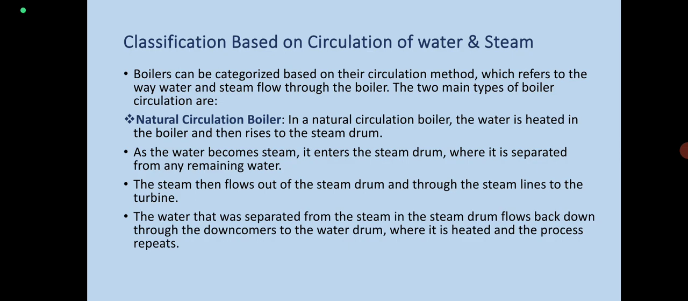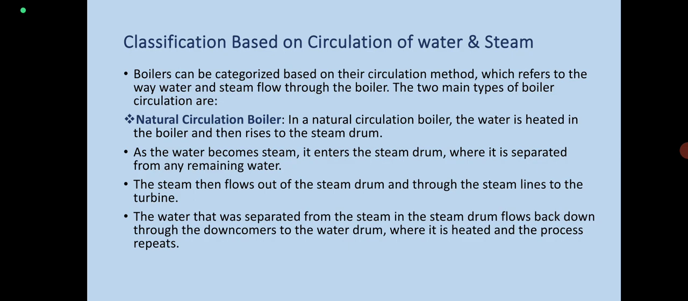Classification based on circulation of water and steam. Boilers can be categorized based on their circulation method, which refers to the way water and steam flow through the boiler. The two main types of boiler circulation are natural circulation and forced circulation. In a natural circulation boiler, the water is heated in the boiler and then rises to the steam drum.